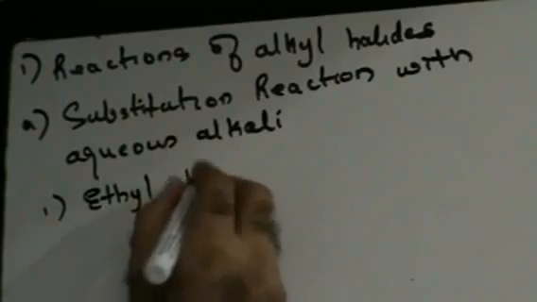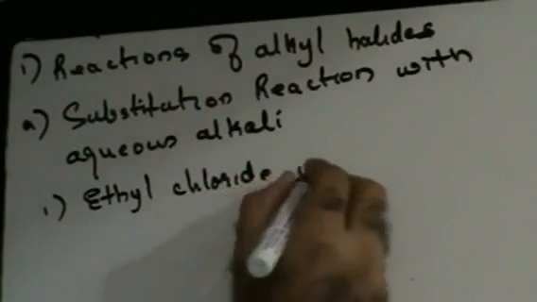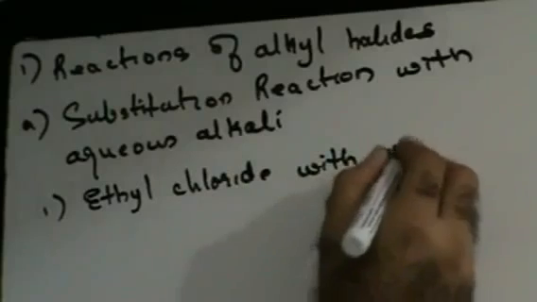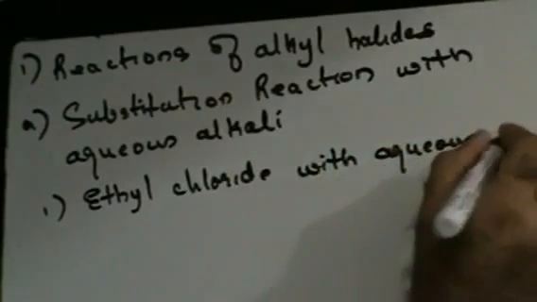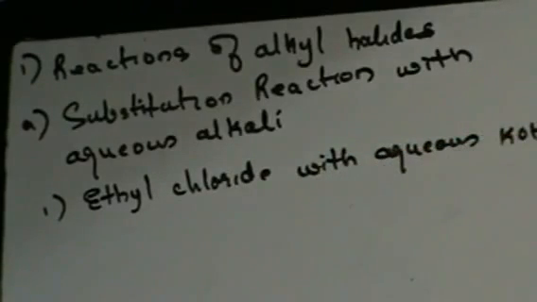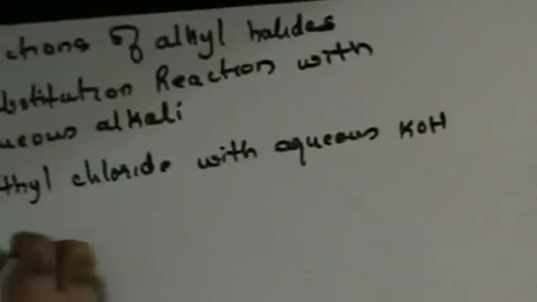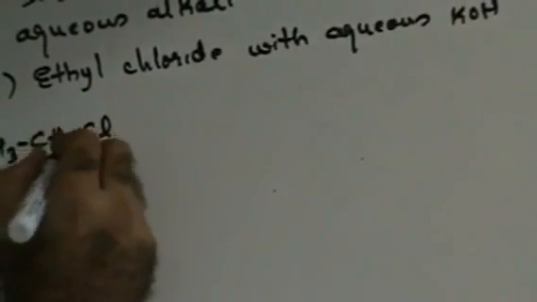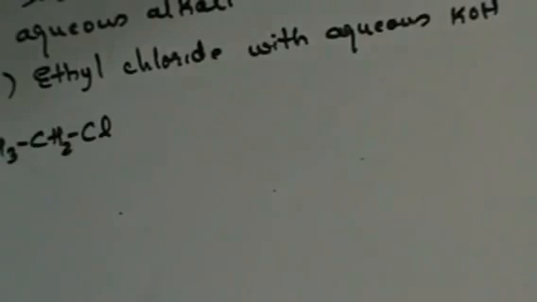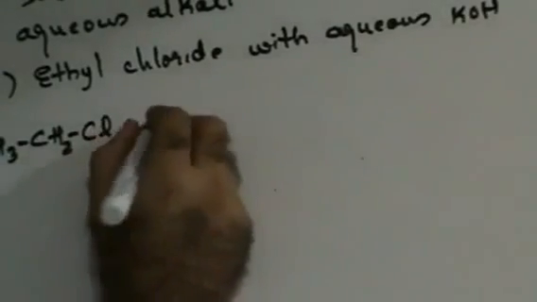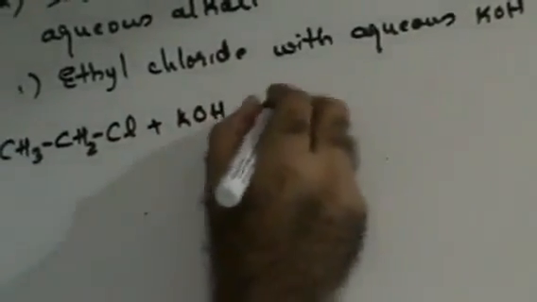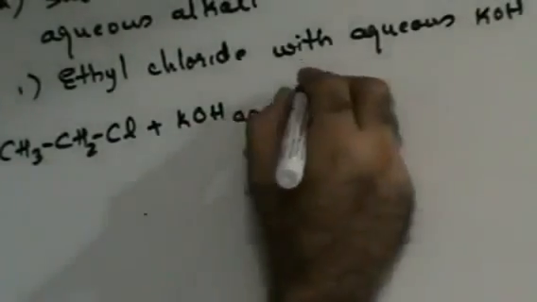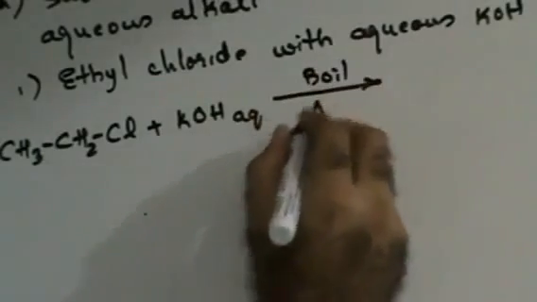Ethyl chloride with aqueous KOH. Right? Ethyl means two carbon atoms. Chloride is Cl. Ethyl, that means this is going to be CH3 CH2. Ethyl chloride reacts with aqueous potassium hydroxide, boil and heat.